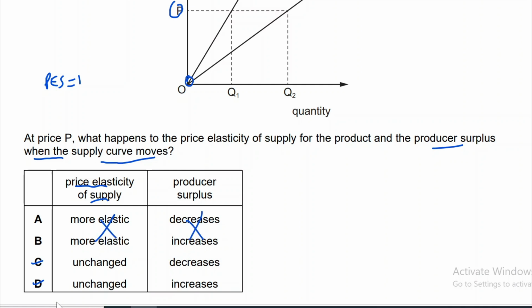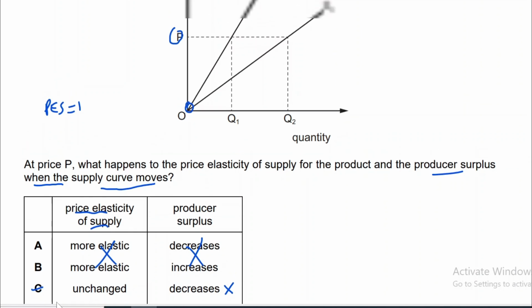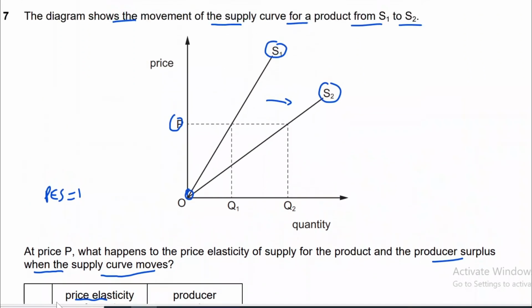And what happens to the producer surplus? Producer surplus is definitely increasing here, so we will choose option D. So price elasticity of supply is unchanged and producer surplus is increasing. So why is producer surplus increasing? Let's have a look at that.